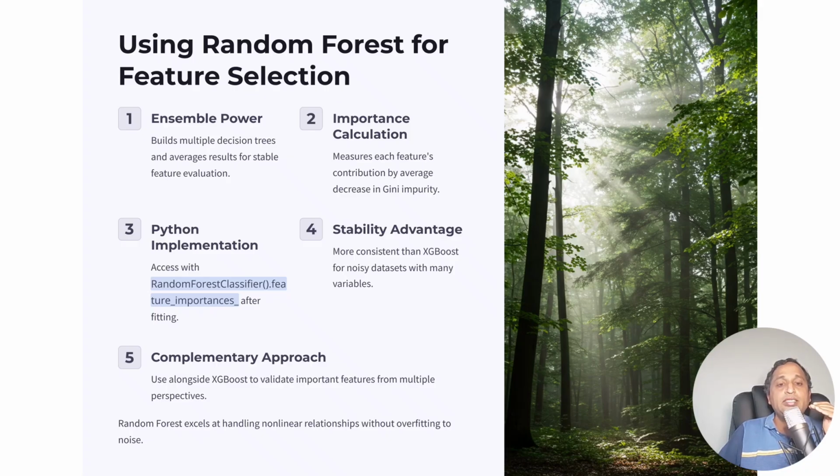Another key benefit of random forest is robustness to noise. If your dataset has many variables and you suspect your features have weak signals, random forest often gives more consistent results than XGBoost. So random forest and XGBoost don't always agree. That sometimes is okay. In practice, we can use both to cross-validate feature importance from multiple perspectives.